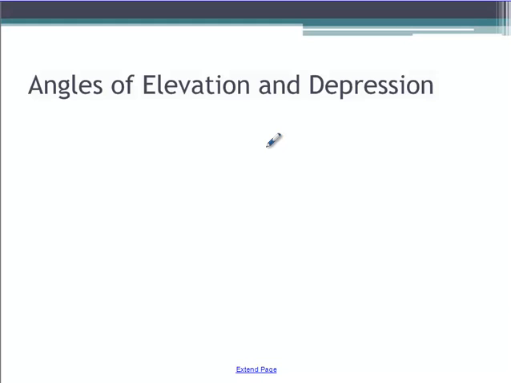angle of elevation. Angle of depression, same idea, but you would be standing up on like a second floor window and you look down. That tilt down is the angle of depression.